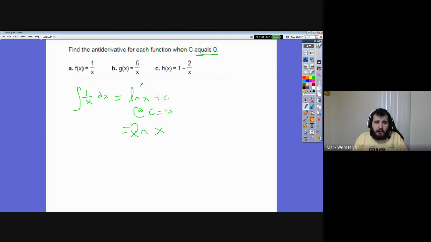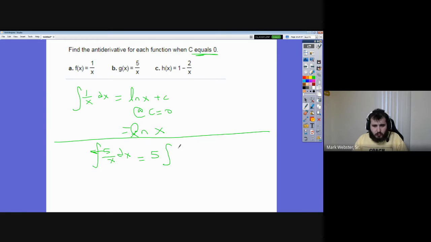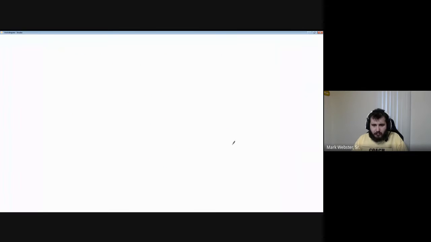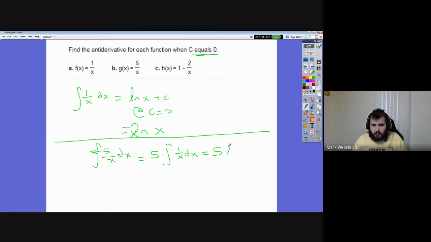Now here I want to show you with b, here's an easy way to make this not annoying. Because what does this 5 have to do with anything? Nothing. Take it. Factor it out of the integral. And then it's the same problem again, right? And once again, the plus c equals 0.